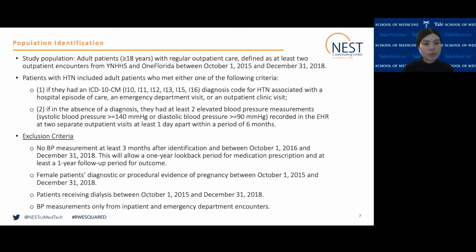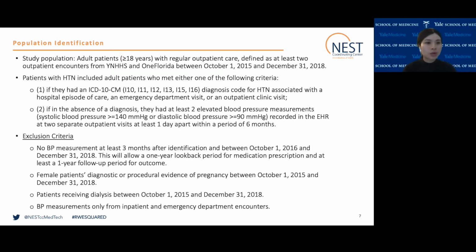Now let's look a little bit more in detail at the study population. We're interested in adult patients, which is age 18 years and older, with regular outpatient care. We define regular outpatient care as those with at least 2 outpatient encounters from the 2 large health systems between October 1st, 2015 and December 31st, 2018. We use October 2015 as a starting point because at that time, the health system started to use ICD-10 code.